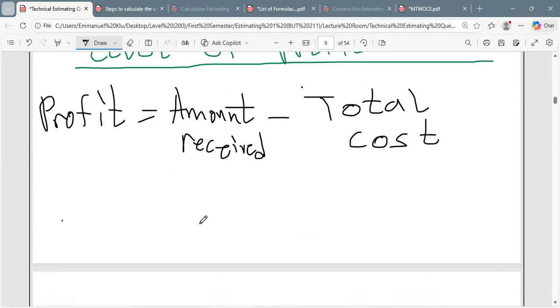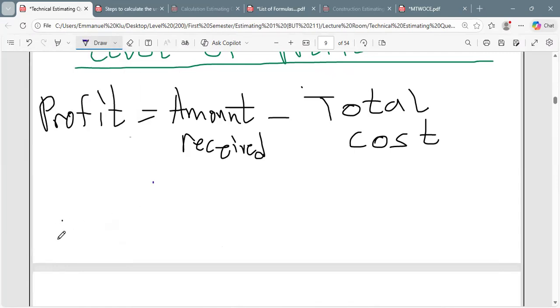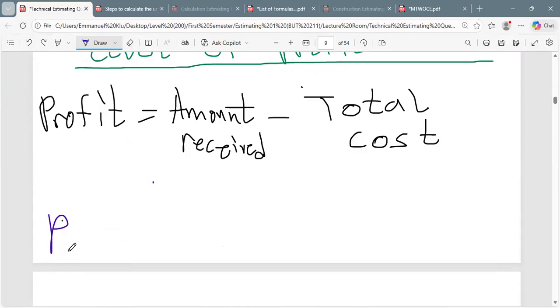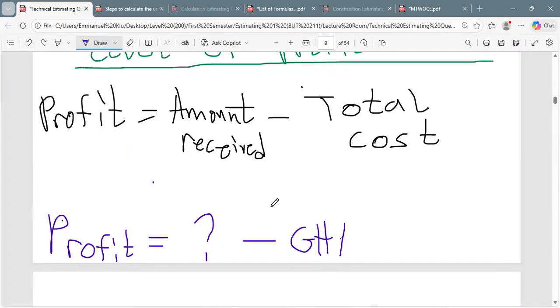But you realize that at the end of the day, if you want to repeat this, one is known and one is unknown. So at the end of the day, our profit is equal to this one we don't know minus the total cost. For the total cost, we know that it is equal to what? We calculated for it together.